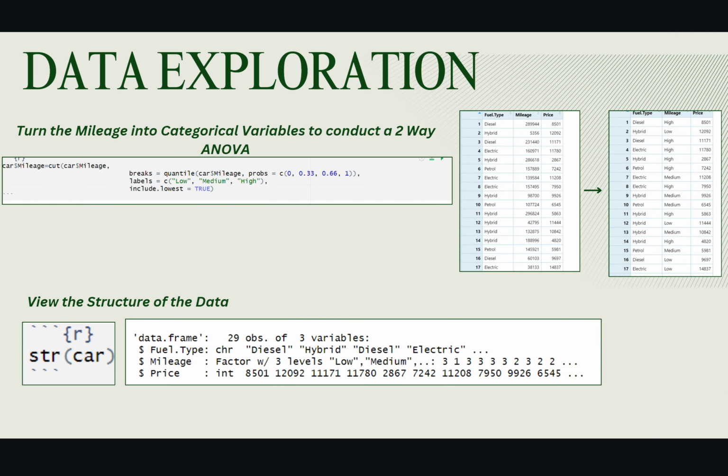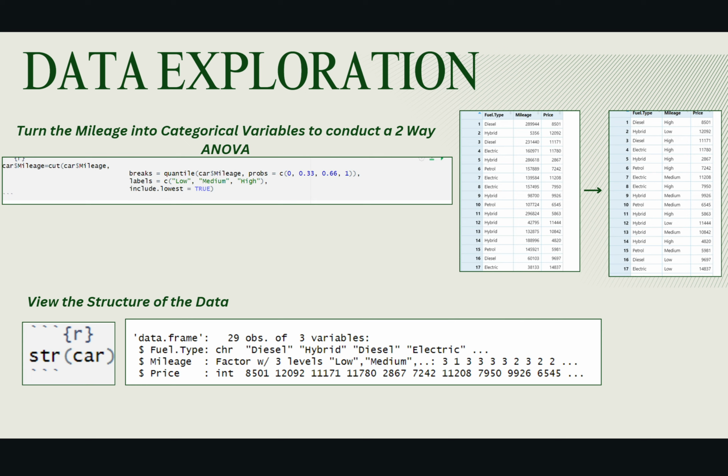So going into my data exploration, I wanted to turn the mileage into categorical variables in order to better conduct a two-way ANOVA. This is because, as you can see here, it was all just in numbers, but I feel like that would be very hard to carry out. So I did it in a way where if it was just around 5,000, it would be considered a low mileage. If it was high, it'd be considered high, just so it was also easier to see.